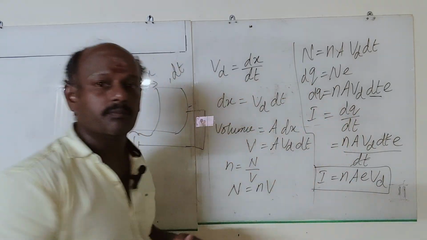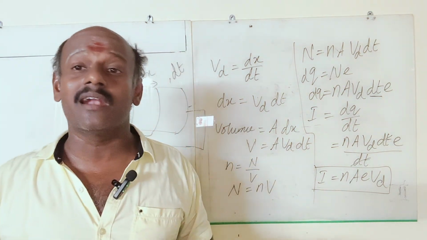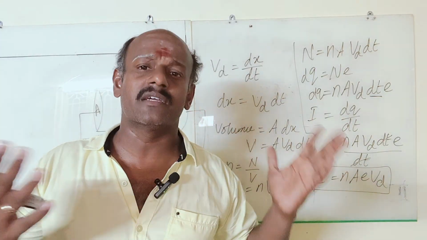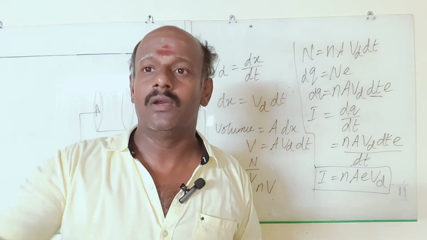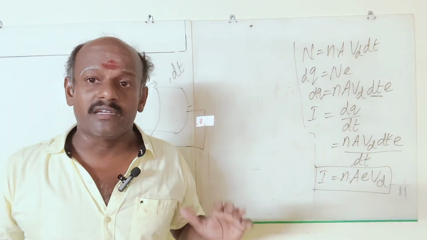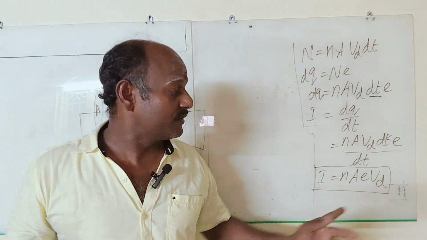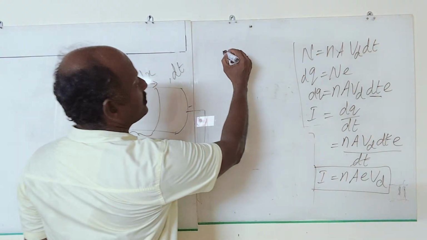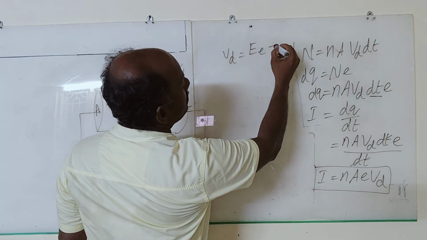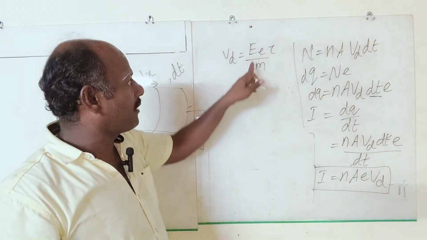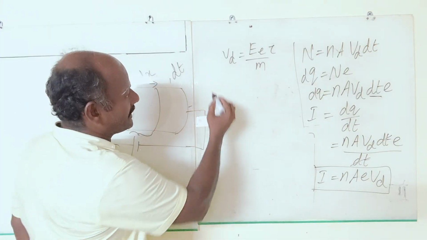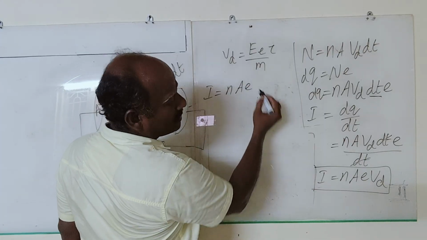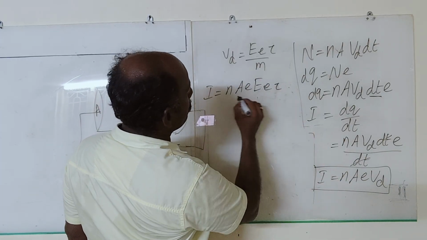That is a very important relation between current and drift velocity. Current and drift velocity are directly proportional. So what is its meaning? When the current increases, the drift velocity also increases. What we are discussing now is the microscopic form of Ohm's law, and we have got the relation between current and drift velocity. I already told you in the previous video that the drift velocity vd is equal to eE tau divided by m. Now I am going to substitute the value of vd here. So I will be equal to nAe into eE tau divided by m.